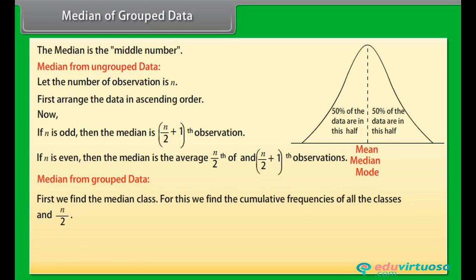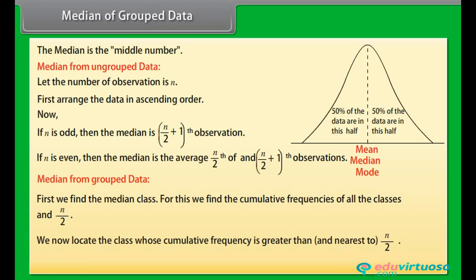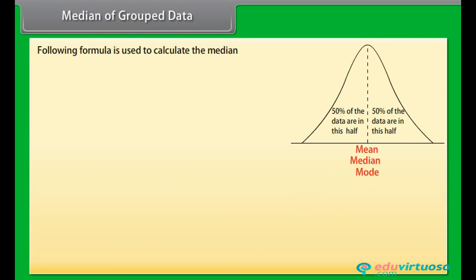Median from grouped data. First, we find the median class. For this, we find the cumulative frequencies of all the classes and n by 2. We now locate the class whose cumulative frequency is greater than and nearest to n by 2. This is called the median class. Following formula is used to calculate the median.